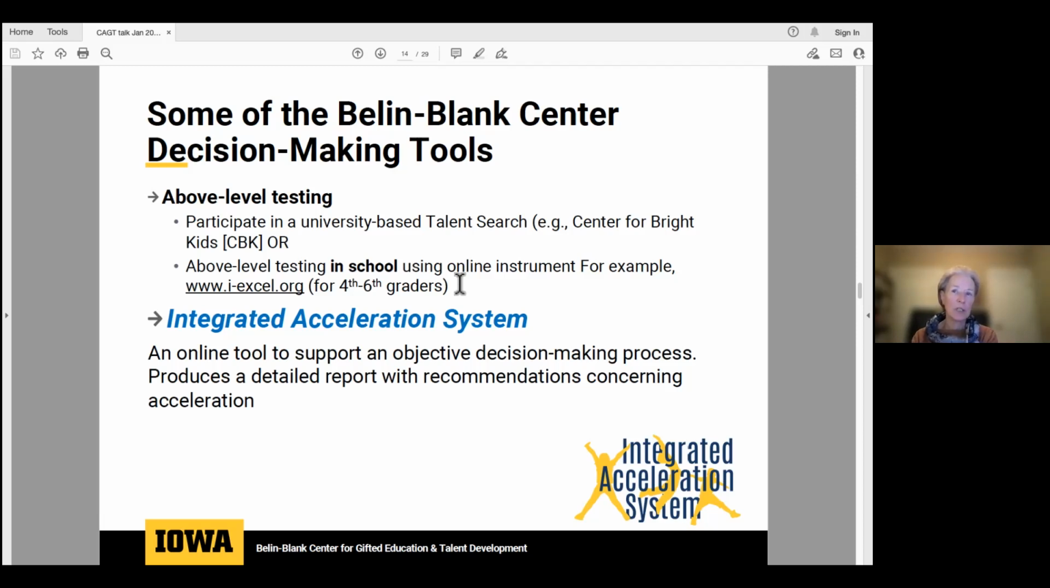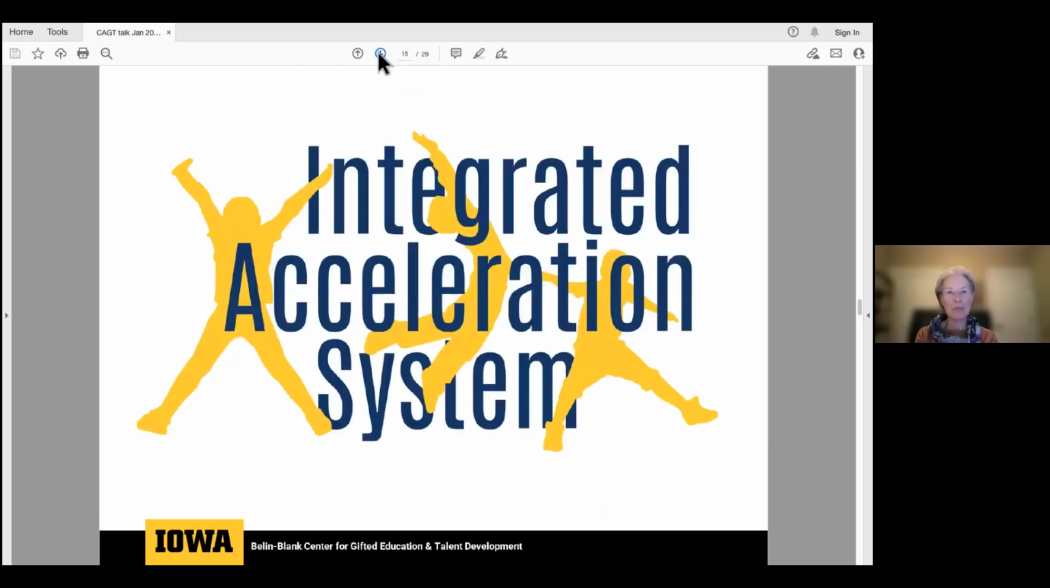The integrated acceleration system, which I'm going to spend a little bit more time talking about, is an online tool to support an objective decision-making process. The beauty of this online tool is that it produces a detailed report with recommendations concerning the match between moving a student ahead of grade and that student. So how does it do that? Well, as I said, it's an online tool, and the algorithm that my colleagues and I have developed, in particular my colleagues who are quite talented in the area of coding, puts all of the data together and then produces a report.